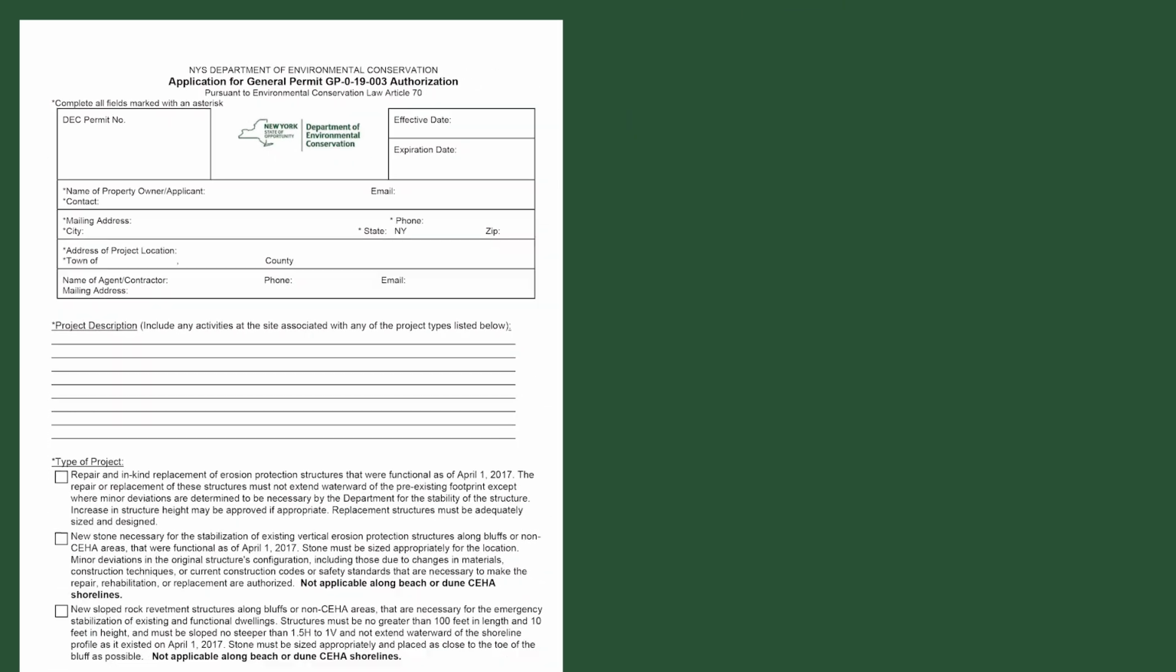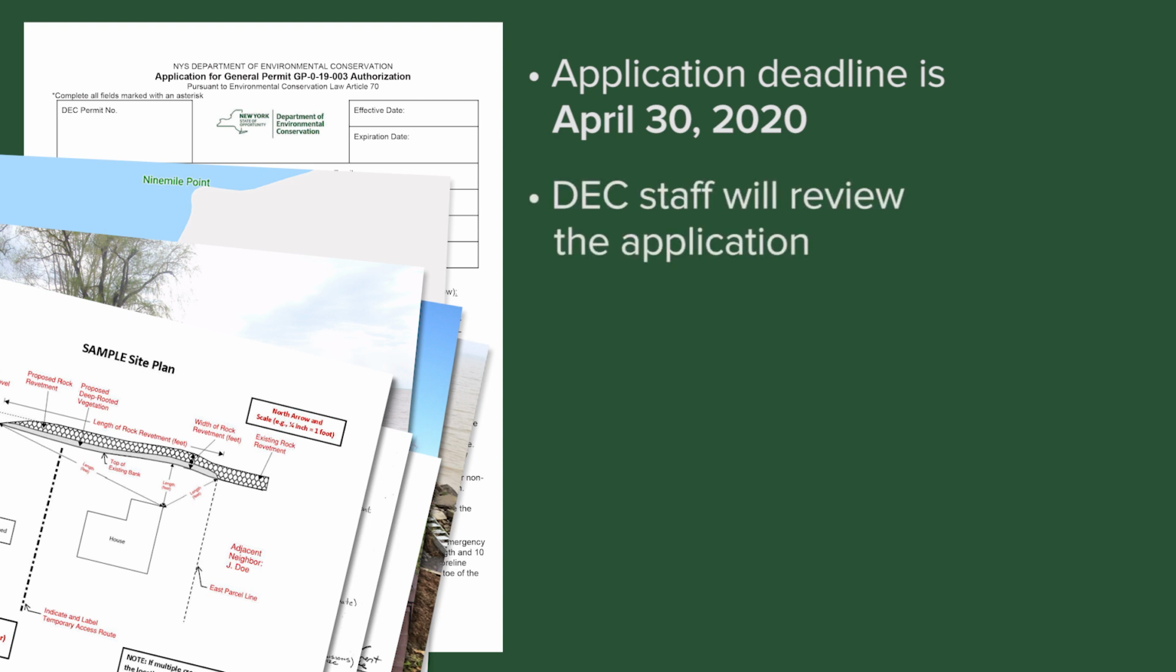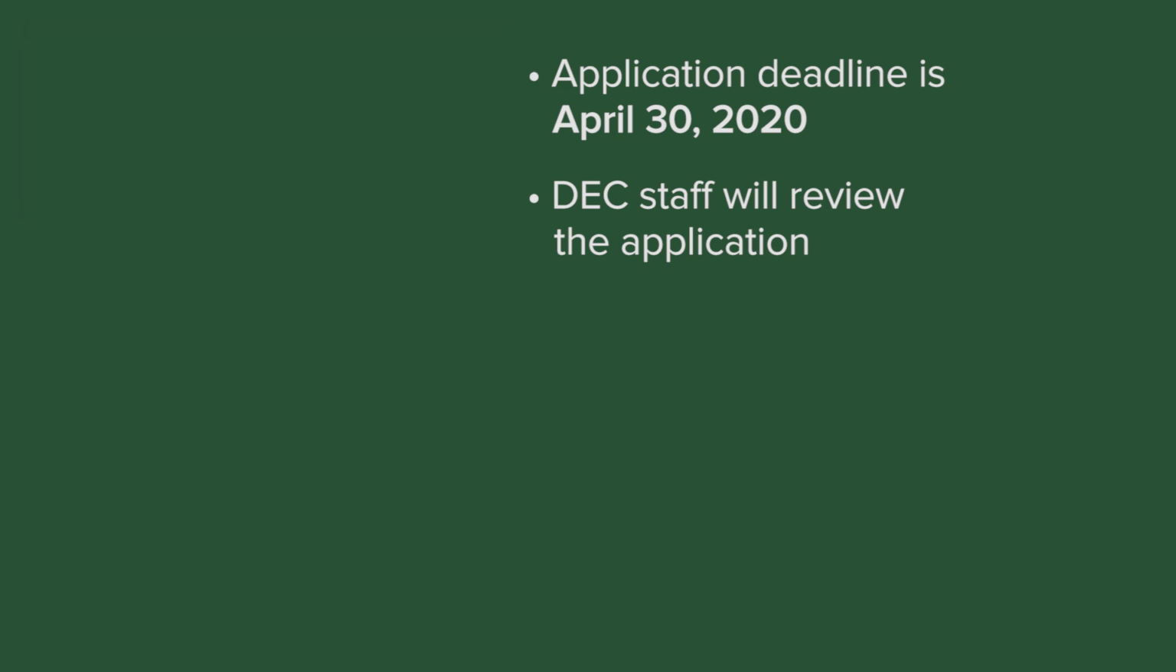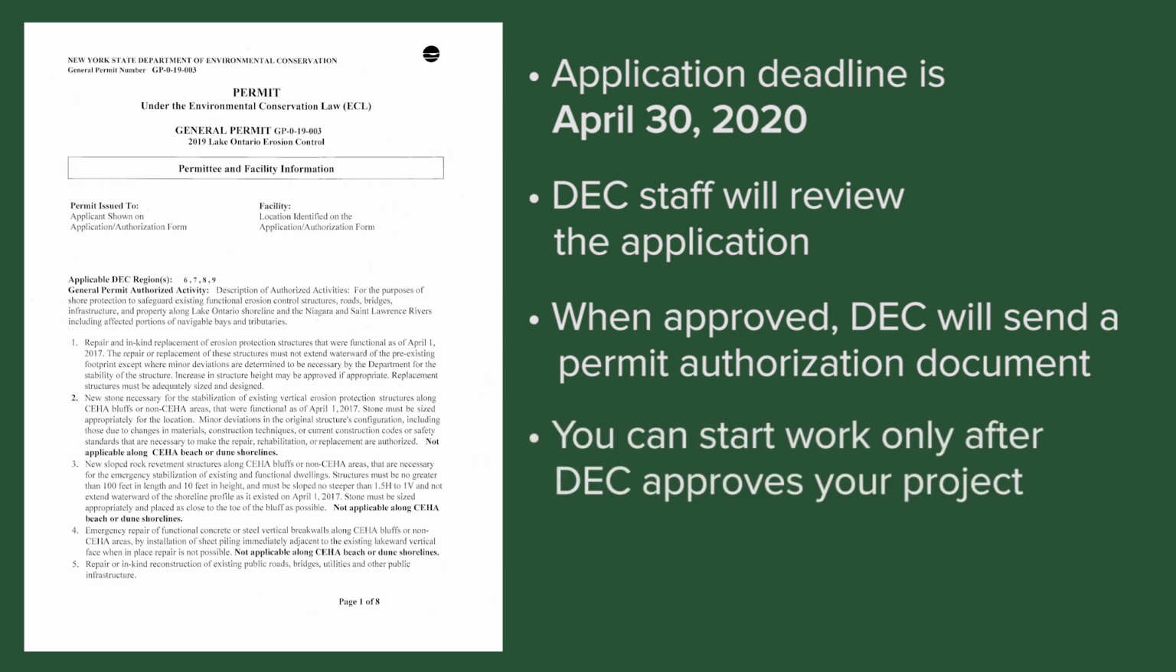Applications for a general permit must be submitted before April 30th, 2020. DEC staff will review the application and determine your eligibility for the general permit. If more information is needed, we will contact the listed applicant. When DEC approves your project under the general permit, we will send a permit authorization document, including a copy of the project plans for reference. You can start work only after DEC approves your project under the general permit.